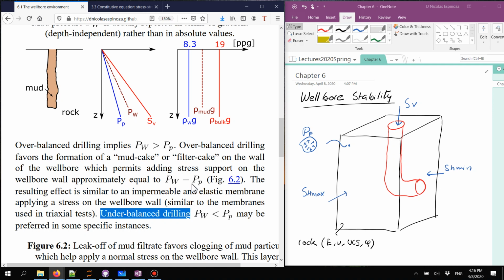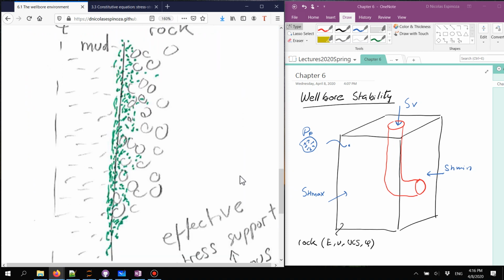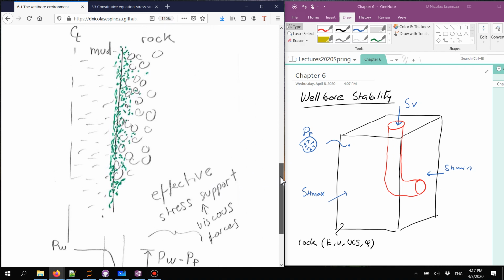But before we jump into looking at the stresses around the wellbore, let's see what is the effect of a mud cake and why this overbalance drilling is important. Whenever we have a pressure in the wellbore, in the mud in the wellbore, which is higher than the pore pressure, and if our mud is developed in a way that it has particles that can clog as they get into the rock, this is going to form what is called a filter cake, formed by the filtration of particles trying to get into the rock because there is a pressure difference.